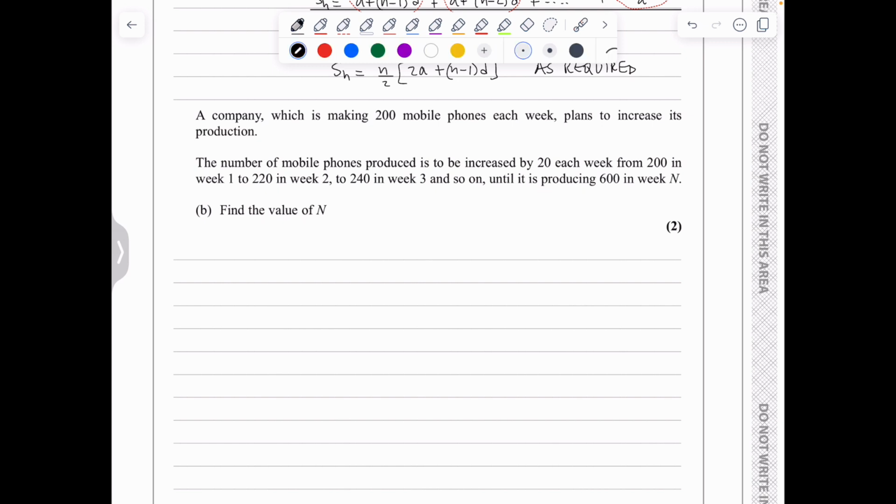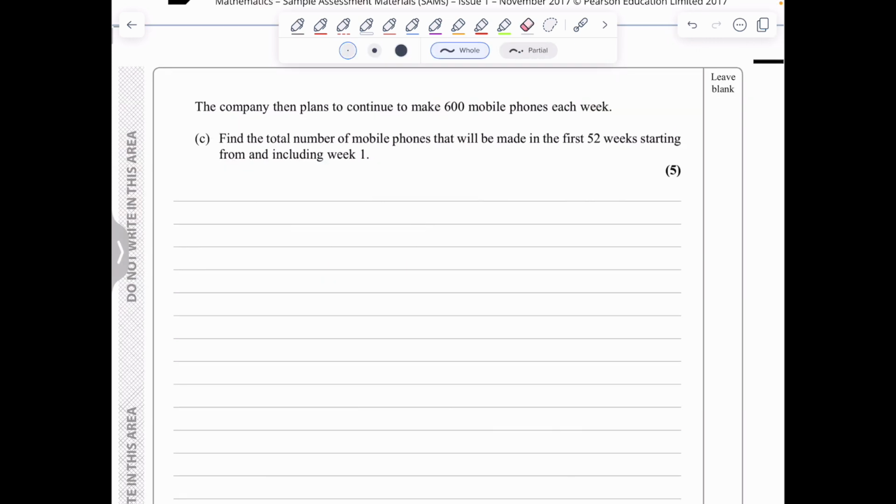Obviously, we are looking at an arithmetic progression starting at 200, so the first term is 200, and the common difference is 20. We do know that the nth term is given by a plus n minus 1 d, and we know that the nth term will be 600. It's going to be 200 plus capital N minus 1 times 20. This leads to 400 is equal to 20n minus 20, and therefore 420 is equal to 20n, which means that n is 21.